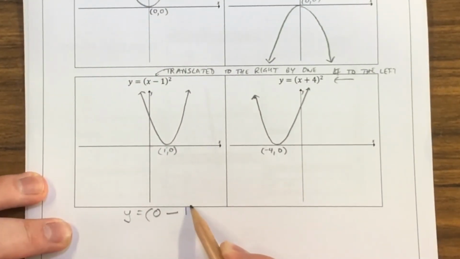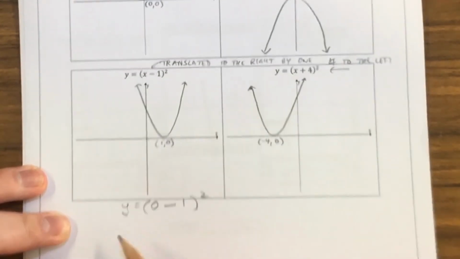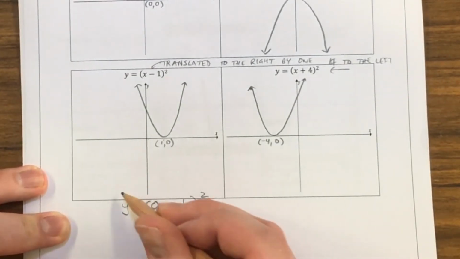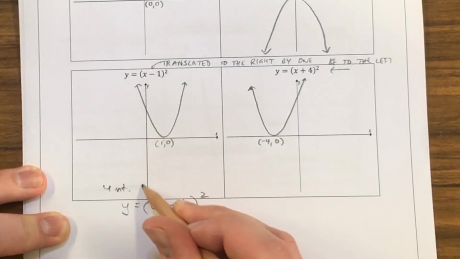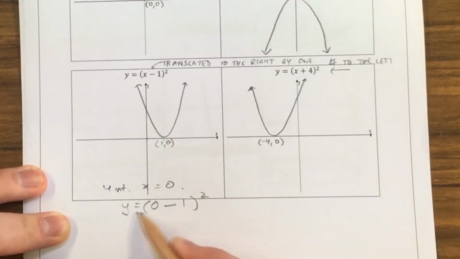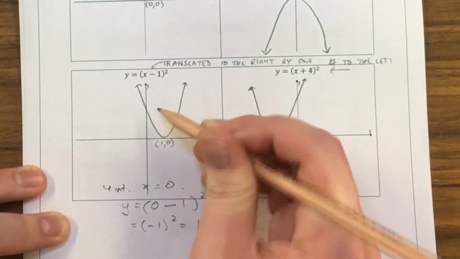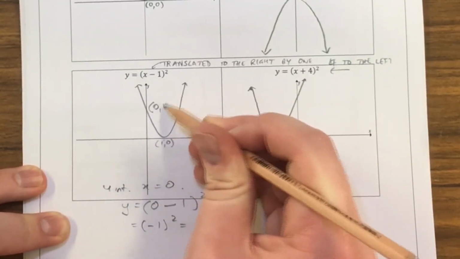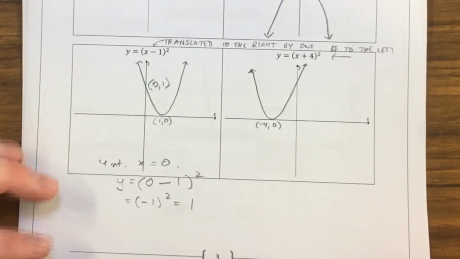So to find the y-intercept, you make x equal to 0. So I'm replacing x with 0. 0 minus 1 becomes negative 1 squared, which is 1. So that has a y-intercept of 1.